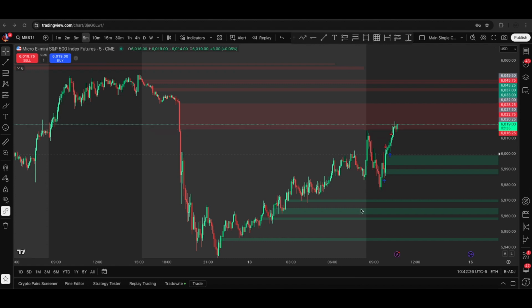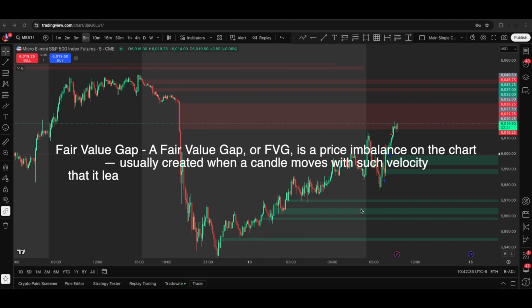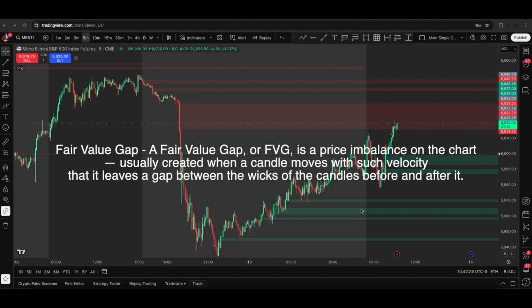So first, what is a fair value gap? A fair value gap, or FVG, is a price imbalance on the chart. It's usually created when one candle moves in such a way, like with velocity, it moves up or down, and it leaves a gap between the wicks of the candle before it and after it.